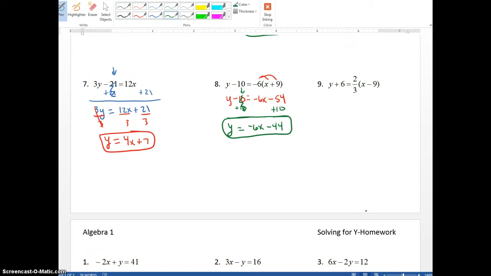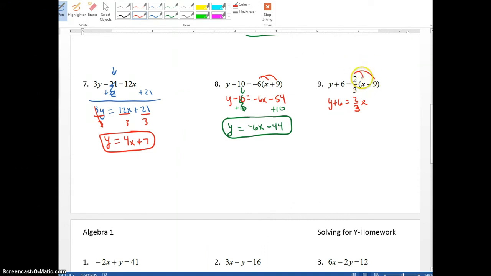So finally we have the last example here, which includes a fraction which freaks everybody out. But don't be scared of this. We bring down our y plus 6, because what do I have to do with the 2/3 first? I have to distribute. So 2/3 times x is easy. It's just 2/3 x. Now, 2/3 times negative 9.